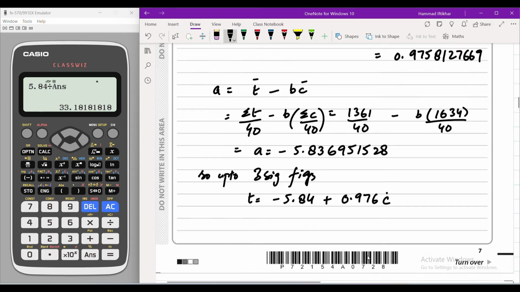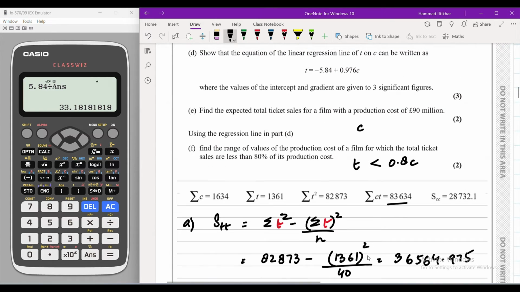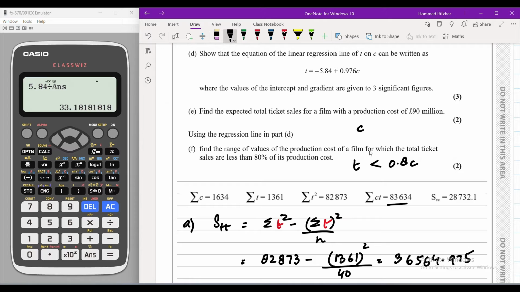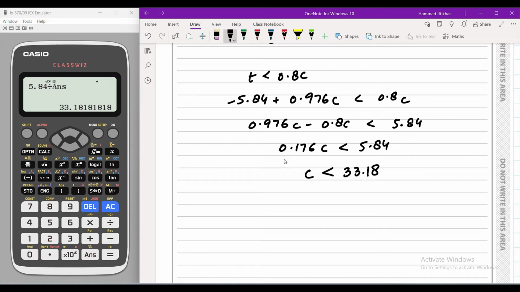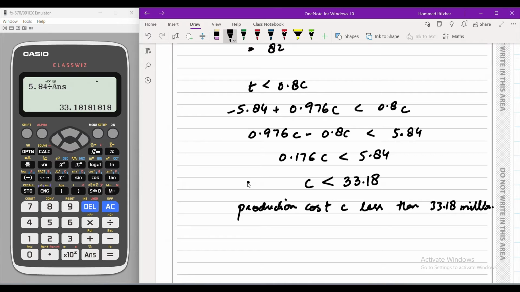33.18. Wait, now let's see what did they ask again. Find the range of values for the production cost of a film for which the total ticket sales are less than 80% of its production cost. Yeah, so that's about it. So 33.18. Production cost C will be less than 33.18 million. Okay, all right, so we can stick to it like that.